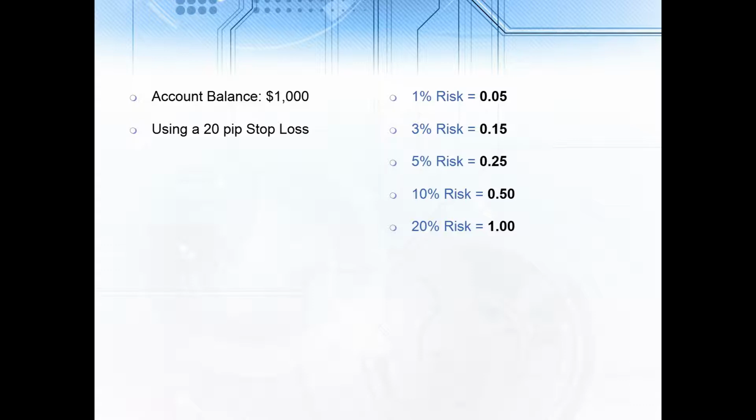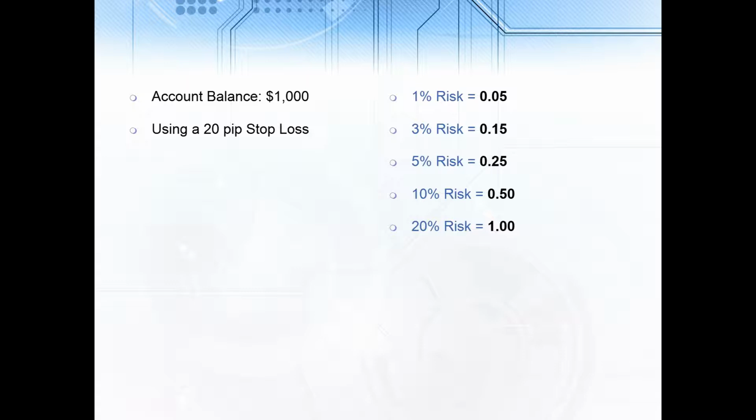Let me give you guys examples so you can base your own account off of your own trades. Using a 20 pip stop loss on a $1,000 account, 1% risk is a 0.05, right? 3% risk is a 0.15. 5% risk is a quarter, 0.25. 10% risk. How much is 10% of $1,000? $100, right? So that's a half lot with a 20 pip stop loss. If it gets hit, we're going to lose $100.